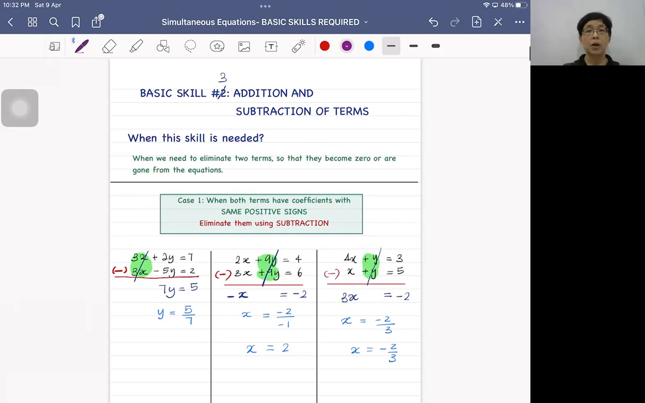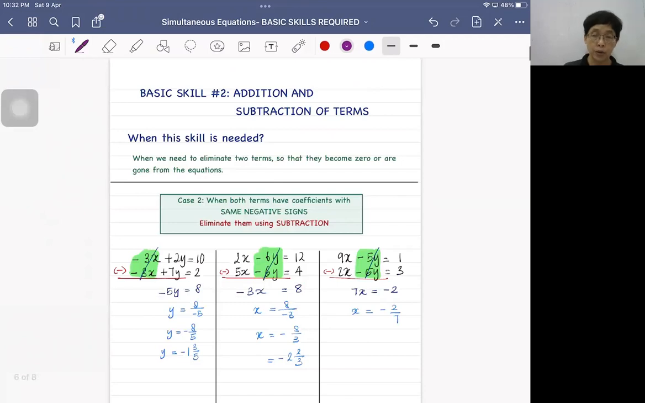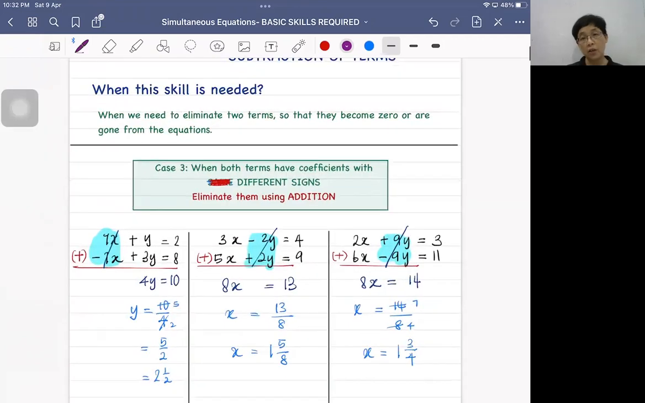Here we go. Summary. 1. If both coefficients are the same, same positive or same negative, you will use subtraction to get rid of the term. And if the terms have opposite signs, different signs, then you use addition. You add them up, then you will automatically remove one of the unknowns and leave you a simple, friendly, kind, tame, single unknown equation, and you can move on from there.